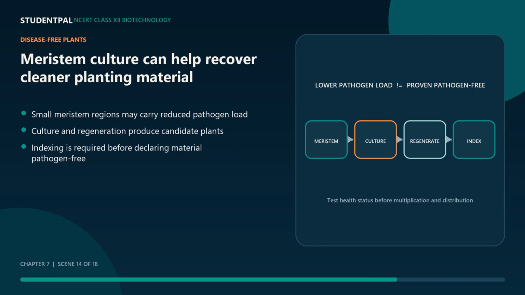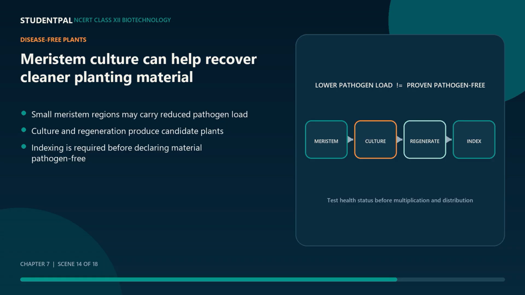Shoot meristems are small, actively dividing regions that may contain a lower concentration of certain systemic pathogens than surrounding tissue. Carefully excised meristems can be cultured and regenerated, sometimes with complementary treatments, to obtain candidate disease-free plants. The method is valuable for vegetatively propagated crops, where pathogens otherwise pass from one generation to the next. However, meristem culture does not guarantee removal of every pathogen.